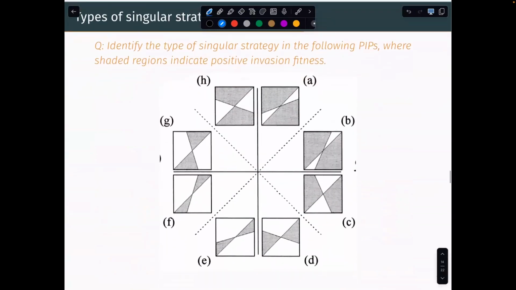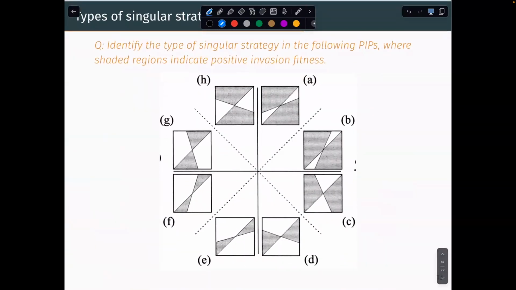Okay. This is now a bit of practice for you guys. Here are some different arrangements of pips. They haven't all got axes on them, but on the horizontal axis is your resident trait. Vertical axis is your mutant trait. And these shaded regions imply positive invasion fitness. So for example, this one up here would be plus, plus, minus, minus.